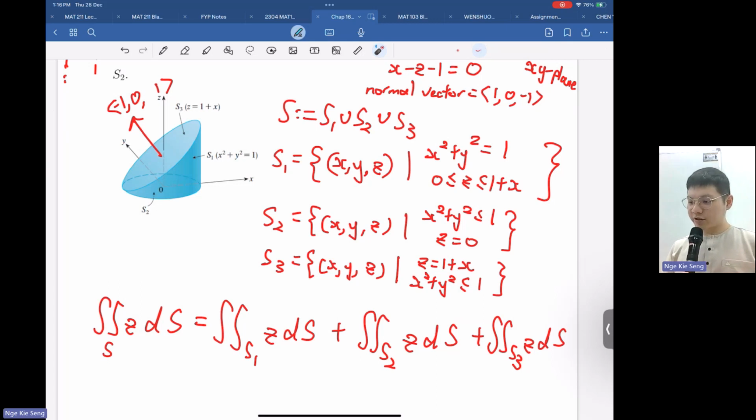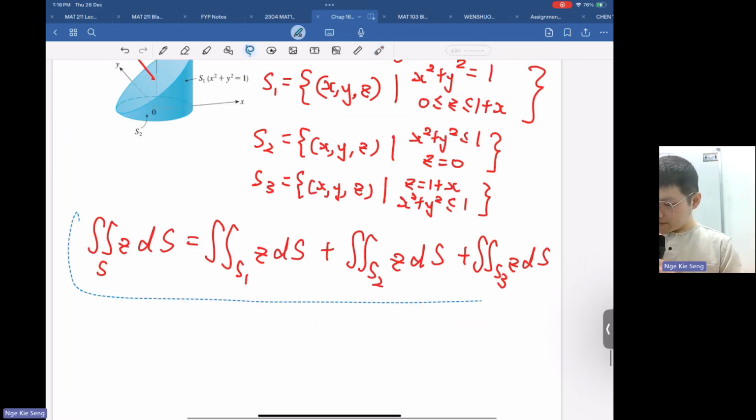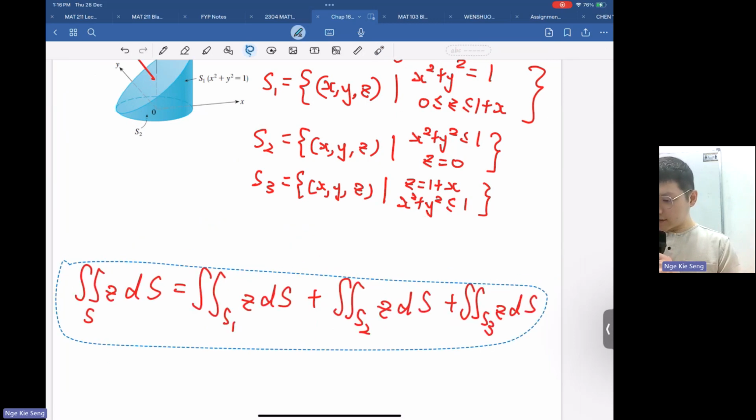Because of the time constraint, maybe we just pick one of them and do it. Which one do you want to pick, S1, S2, or S3? S3. You want to do S3? Sure, let's do S3. The others will follow similarly.